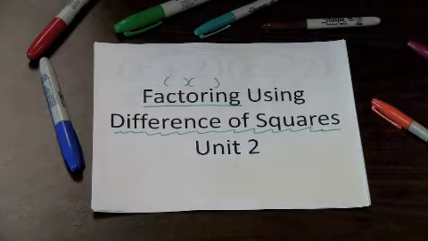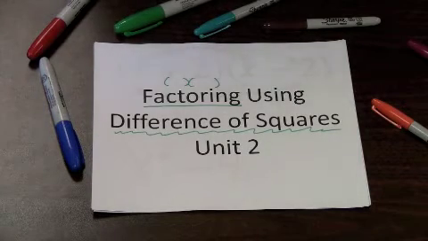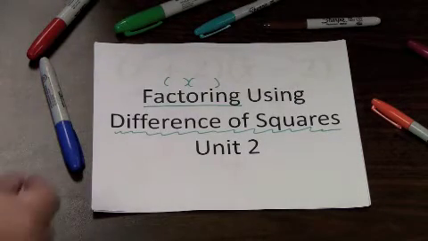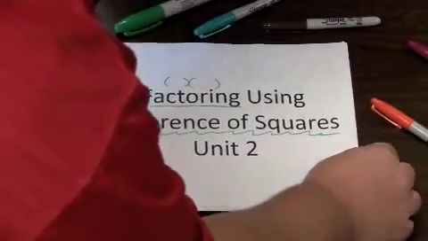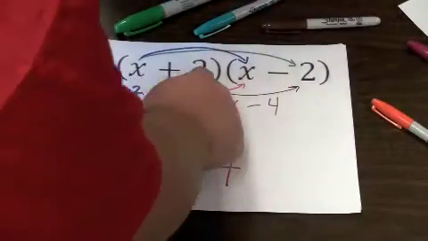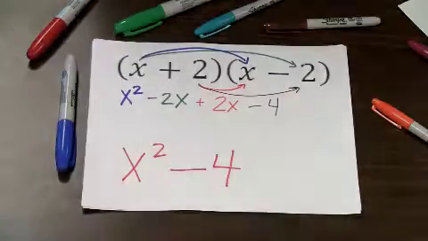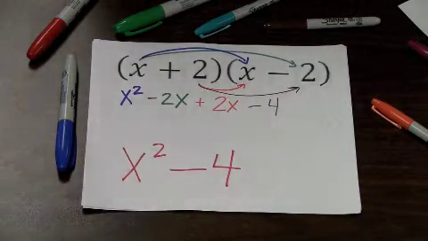Okay, now that you've had some time to fill out those 3 problems at the top of the graphic organizer, let's take a look at the answers of what you get. Okay, the first one states x plus 2 times x minus 2. Hopefully you're going to find a pattern here.